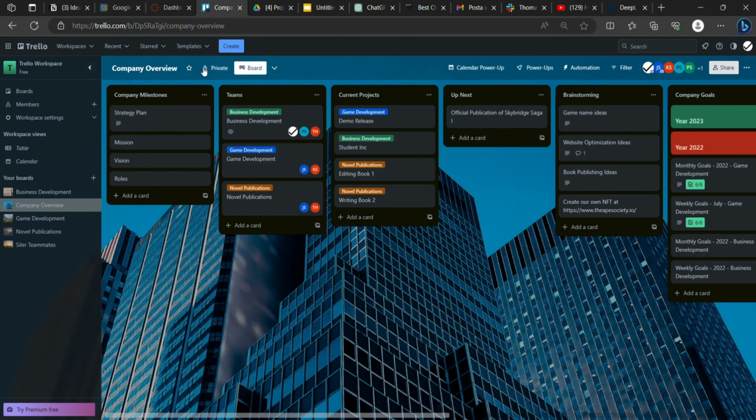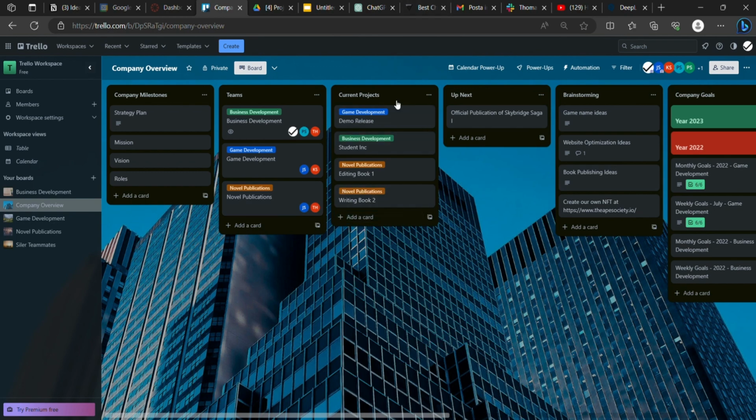Then we have the teams right now present in the company. So you can see the business development side. We have myself, Pratna and Thomas. I should add also Ken and Jacob. I think most of the people are part of business development. Then we have the game development team where we have for now Jacob and Ken. I need to add the others. Novel publication, where we have Jacob and Thomas. I don't know who else.